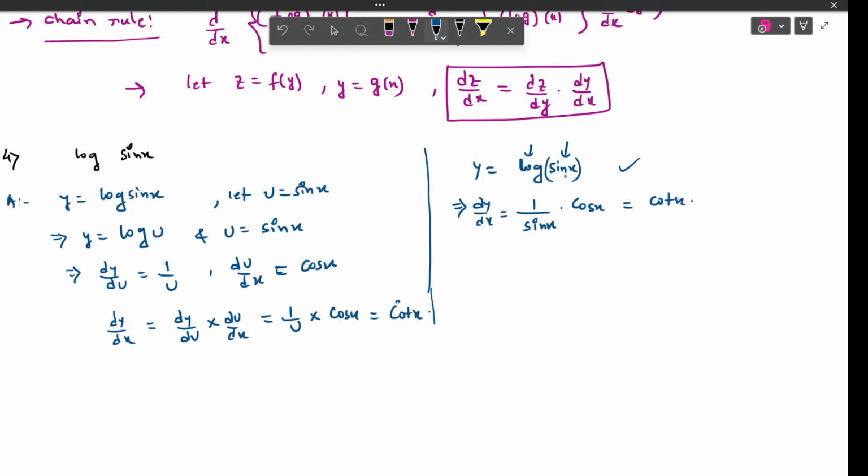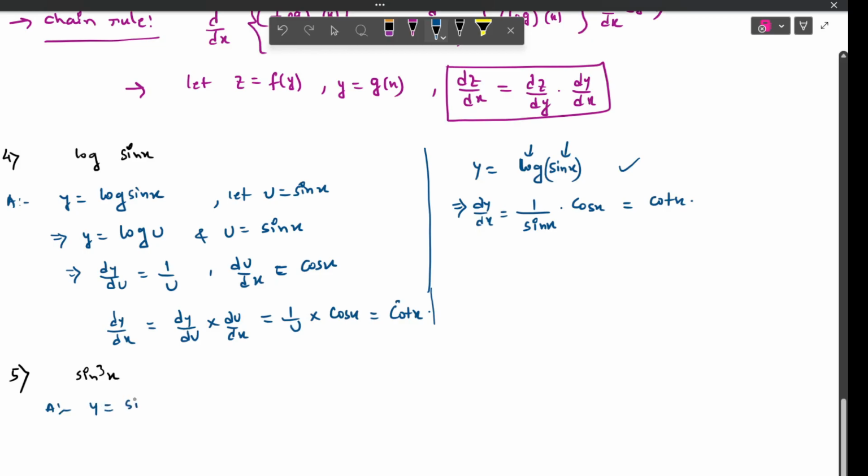Let's see some other problem. Let us say we have to find the differentiation of sine cube x. Okay. Now let's see the answer. Let y equals sine cube x. So what would be dy by dx?